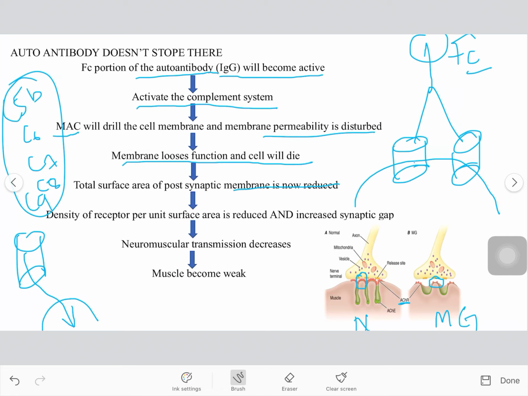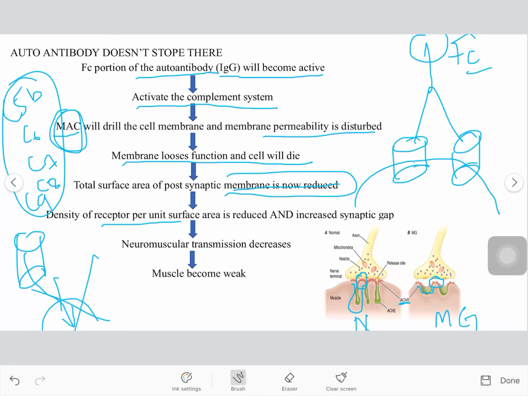Total surface membrane loses the function and it will die. The total surface area of the postsynaptic membrane is now reduced. If you see the surface area, it is now reduced due to the membrane attack complex making holes and destroying the surface.